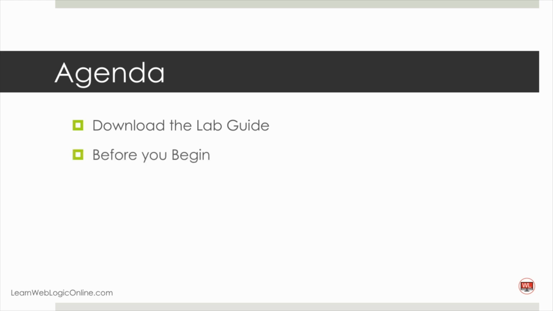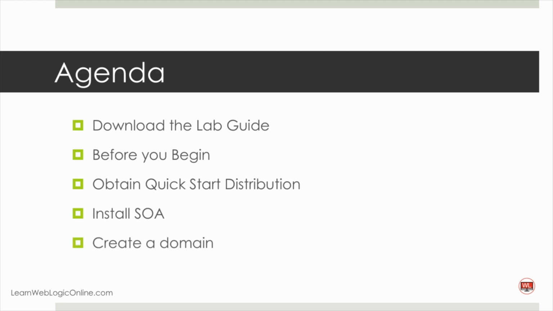And then I'm going to go over a before you begin process where I'm going to talk about the system requirements that you'll need to meet prior to running through the lab itself. And then I'll show you how to go onto oracle.com and download that Quick Start distribution. Then we'll walk through installing the Quick Start distribution and create a SOA domain, and then connecting that domain to JDeveloper.